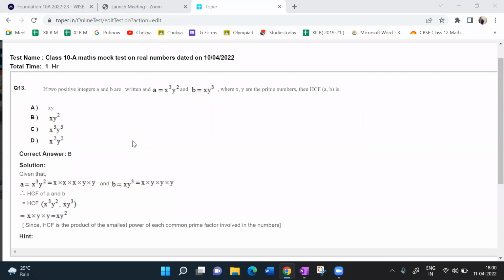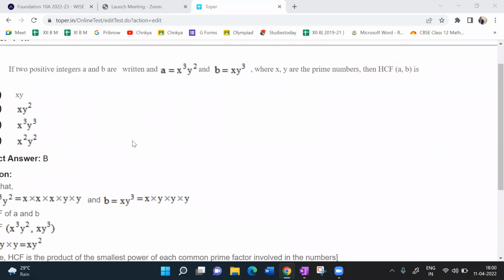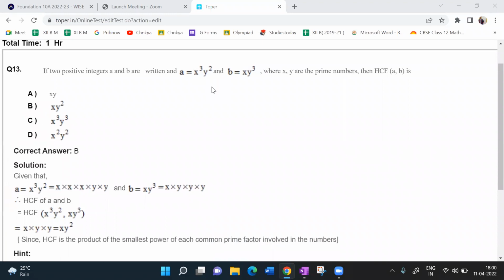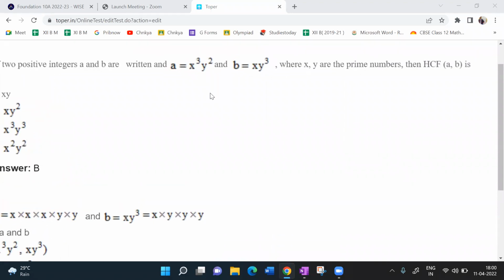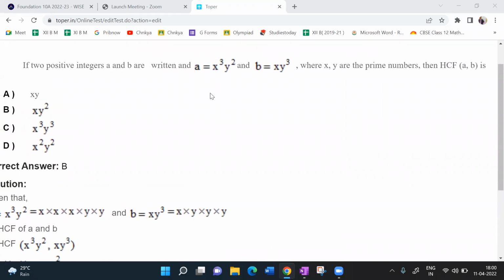Good. So next, if two positive integers A and B are written like this, A is equal to this, B is equal to this, where x comma y are prime numbers, then what is the HCF of A and B? Can you explain this one? I didn't get it. No problem, I'll explain it to you.